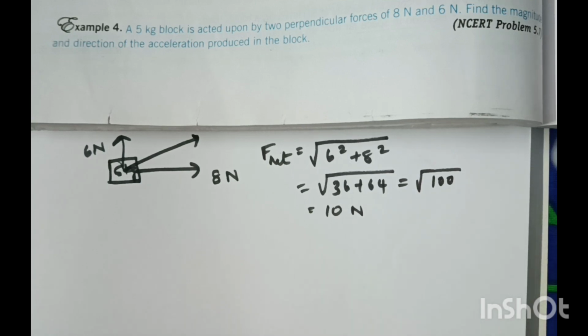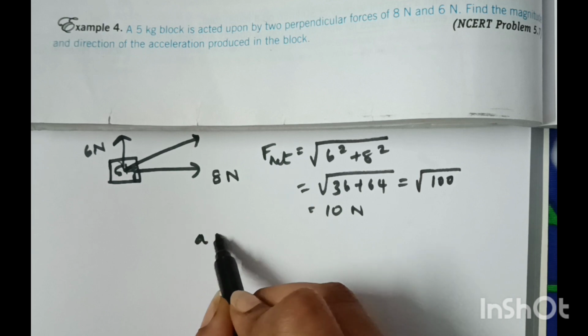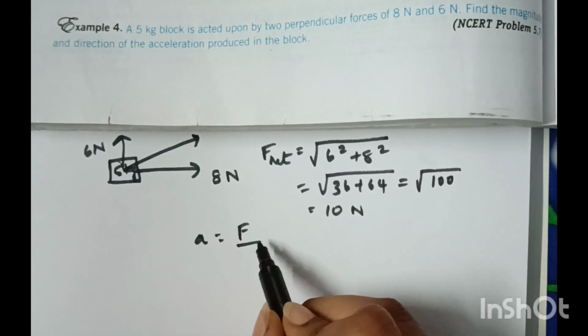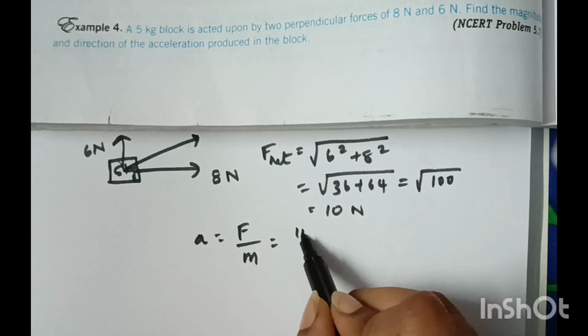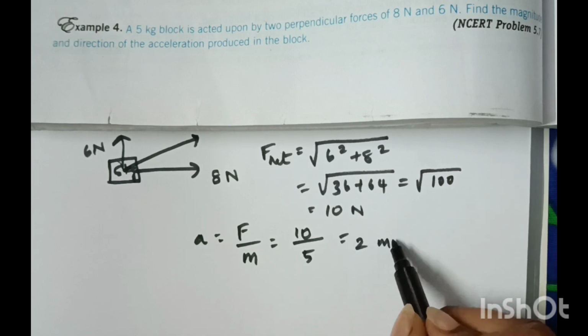Now we can find the value of acceleration. We have force, we have mass. So acceleration is equal to F net by m. F net is 10 and mass is 5 kilogram. So that is equal to 2 meter per second square.